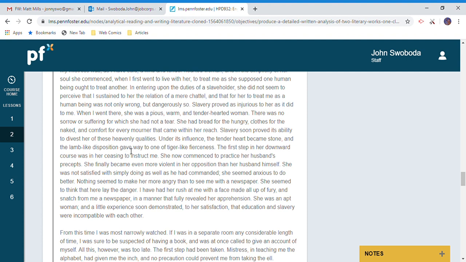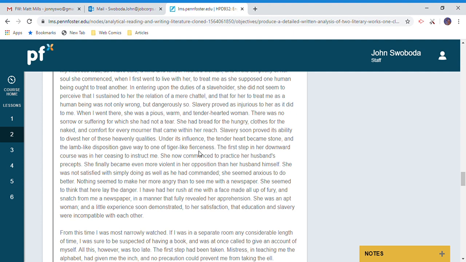I'll pause for a second because two things. He's saying slavery as a concept was what was poisoning her. The whole system of slavery turned her tender heart to stone and made her less holy, more evil. And then right here, lamb-like disposition. He's basically saying she was Christian-like. She was walking the real walk that Christians are supposed to walk, and that slavery sort of beat that out of her. The system of slavery made her act less Christian.